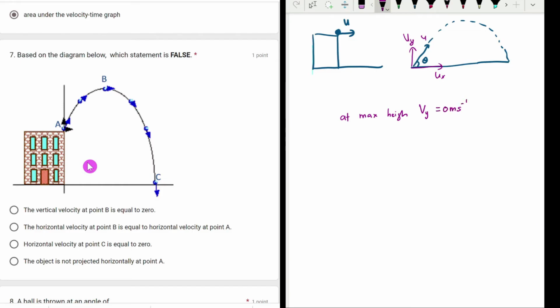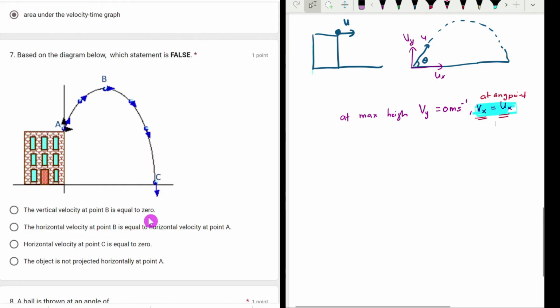Tapi ada tak nilai Vx at maximum height? Vx masih ada nilai at maximum height, which is equal to Ux. Always remember that Vx always equal to Ux at any point. At any point along the motion, nilai Vx akan sama dengan Ux. Jadi untuk jawapan yang A tadi, the vertical velocity at point B is equal to 0. Betul lah, vertical velocity refer kepada Vy, which is equal to 0 meter per second.